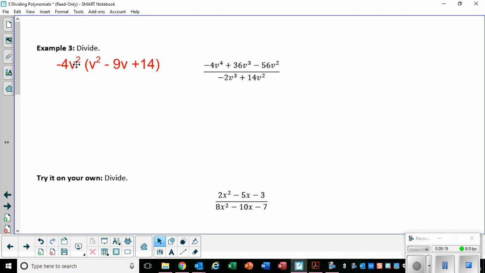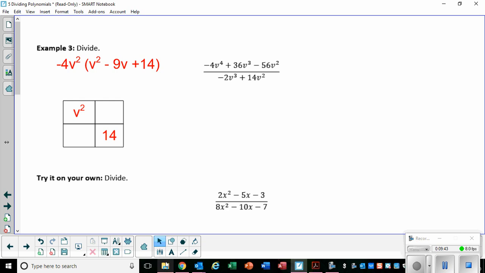So negative 4v squared is my GCF, and then I divided everything by that, and I was left with v squared minus 9v plus 14. That trinomial that's left, I'm going to go ahead and do the box method for. So I've got my box right here. I'm going to fill in my top and my bottom with the terms there, and then I'm going to figure out how to fill these in.